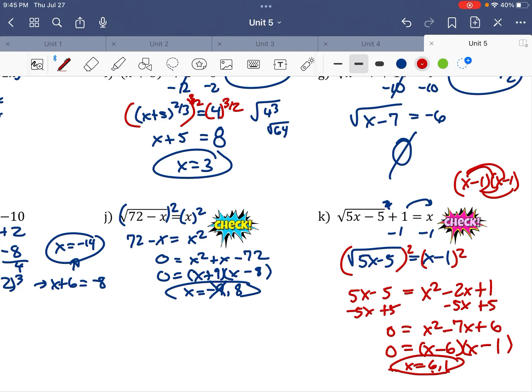So I have to check these and make sure that they both are going to be okay answers. So let's check them out. So let me imagine putting a 6 in here and a 6 over here. So it's going to be 30 minus 5. So it's the square root of 25. That's 5. 5 plus 1 is 6. All right, that seems good. Let's put a 1 in. Put a 1 here. I get 5 minus 5. So that's 0 plus 1. So that's 1. And equals 1. So they're both okay.